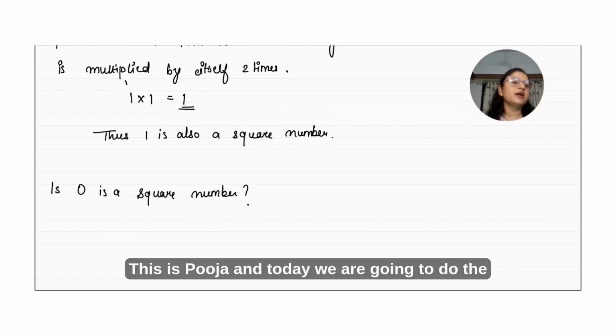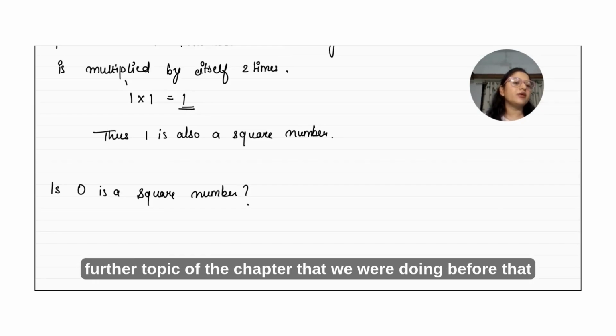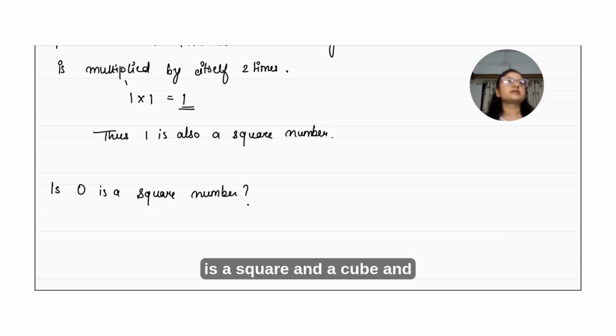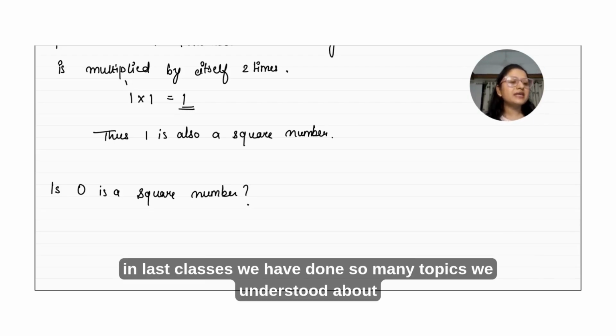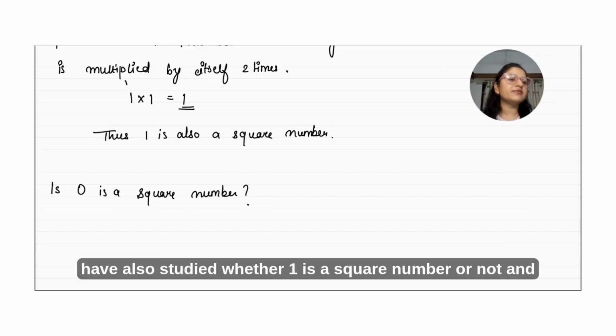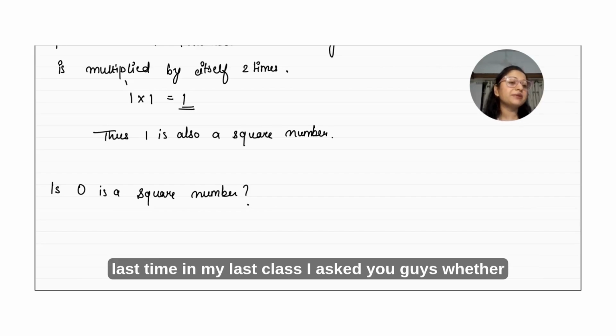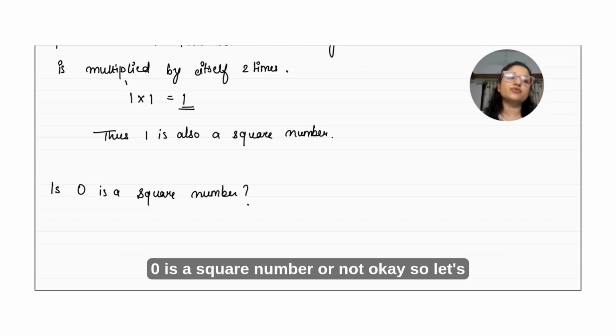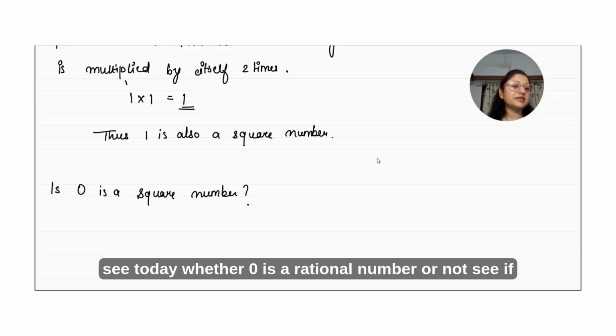This is Pooja, and today we're going to do the further topic of the chapter that we were doing before, that is squares and cubes. In the last classes, we have done so many topics. We understood the introduction of this chapter, and we have also studied whether one is a square number or not. And in my last class, I asked you whether zero is a square number or not. So let's see today whether zero is a square number or not.